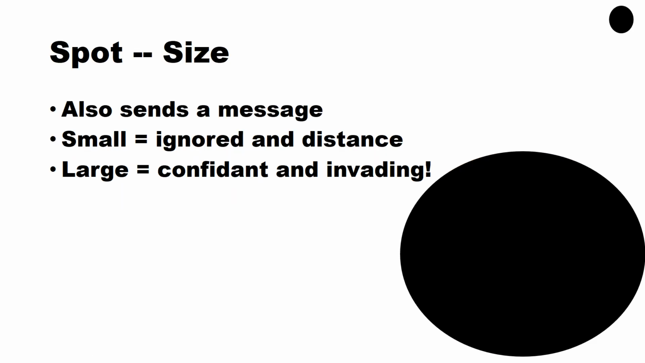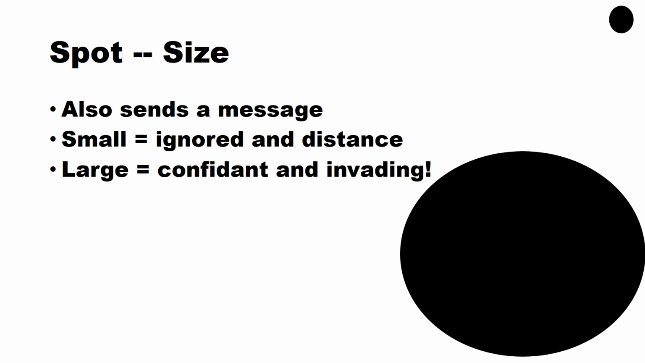So another big thing about spot is spot size, which also sends a very strong message. For example, if we look up in the corner here, we have a small spot, which can mean that it's ignored, it's distant, it's not something that you're going to notice right away. But we have this large spot right here, which may seem more confident, invading, very much taking up a lot of visual energy, taking up a lot of visual space, and just being boom right there in your face.